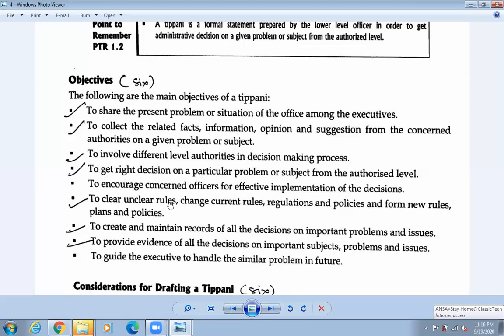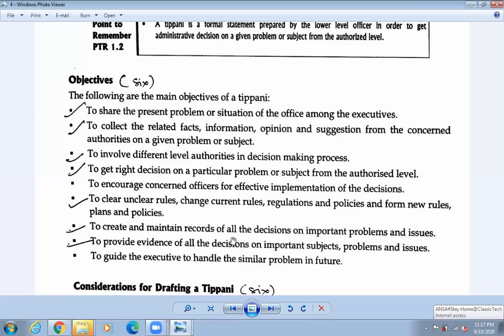Any rule that is not good for the organization should be changed and amended. New rules, new policies and new plans must be made so that they will be helpful for the lower level staff. Next is to create and maintain the record of all the decisions on important problems and issues.